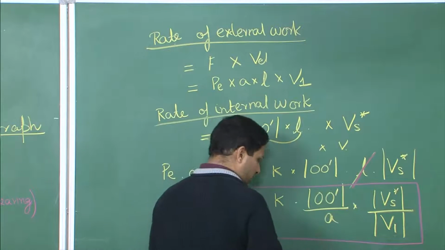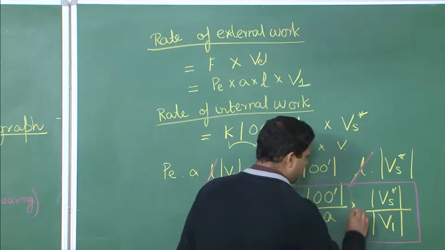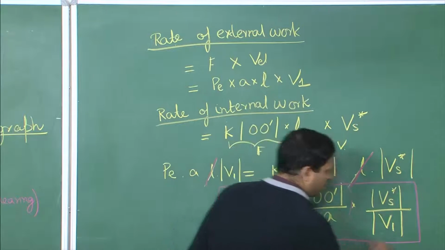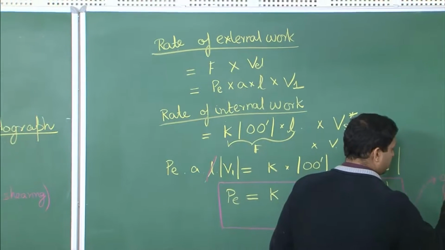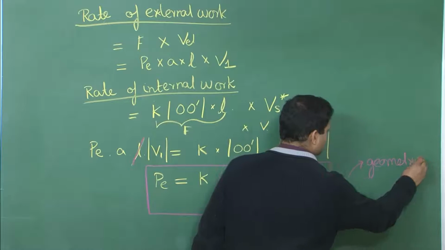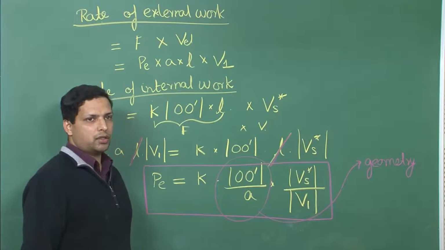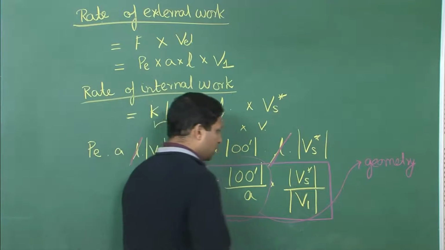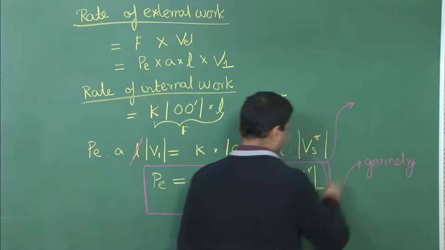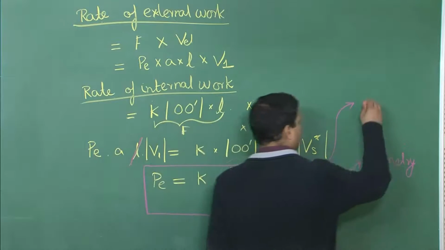And this term, where will you obtain the value for this term? You can obtain this from the geometry. The geometry of the problem would allow you to get value for these terms. Where would you get the value for this? V_s star by V1, we will get it through photograph.